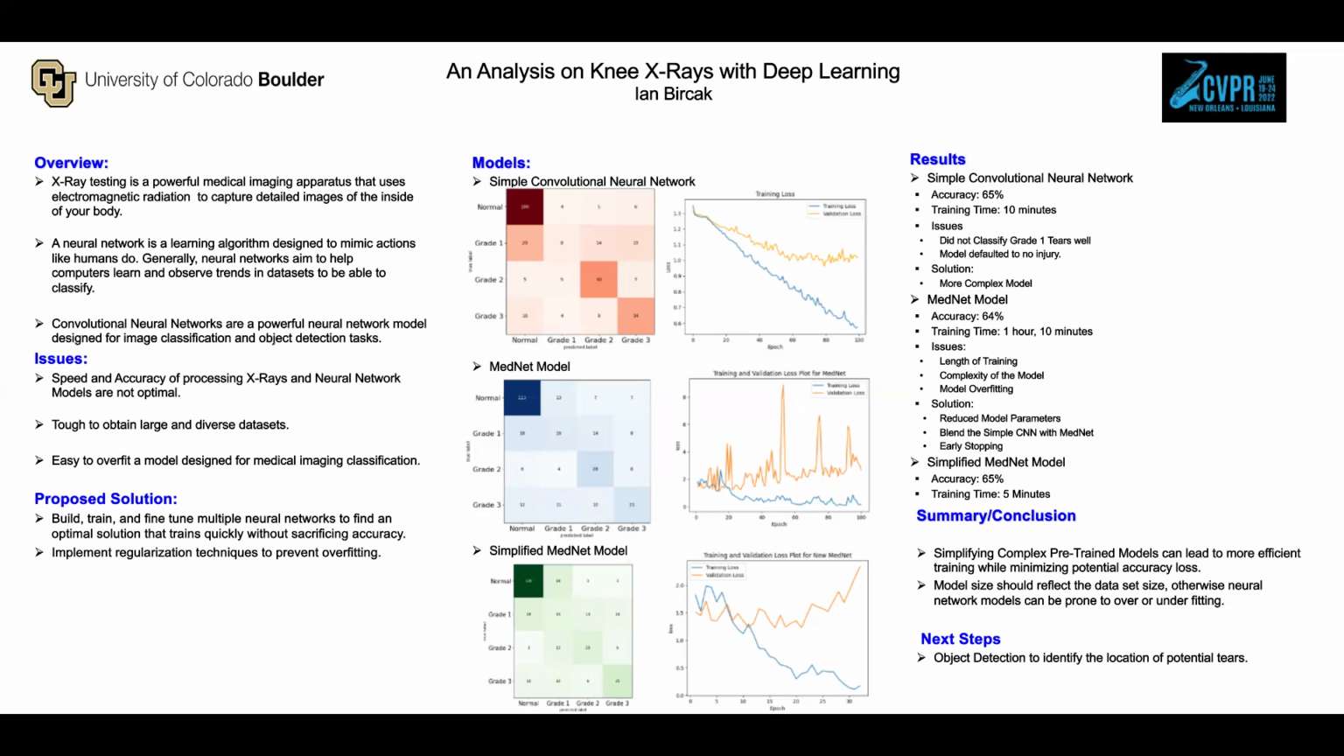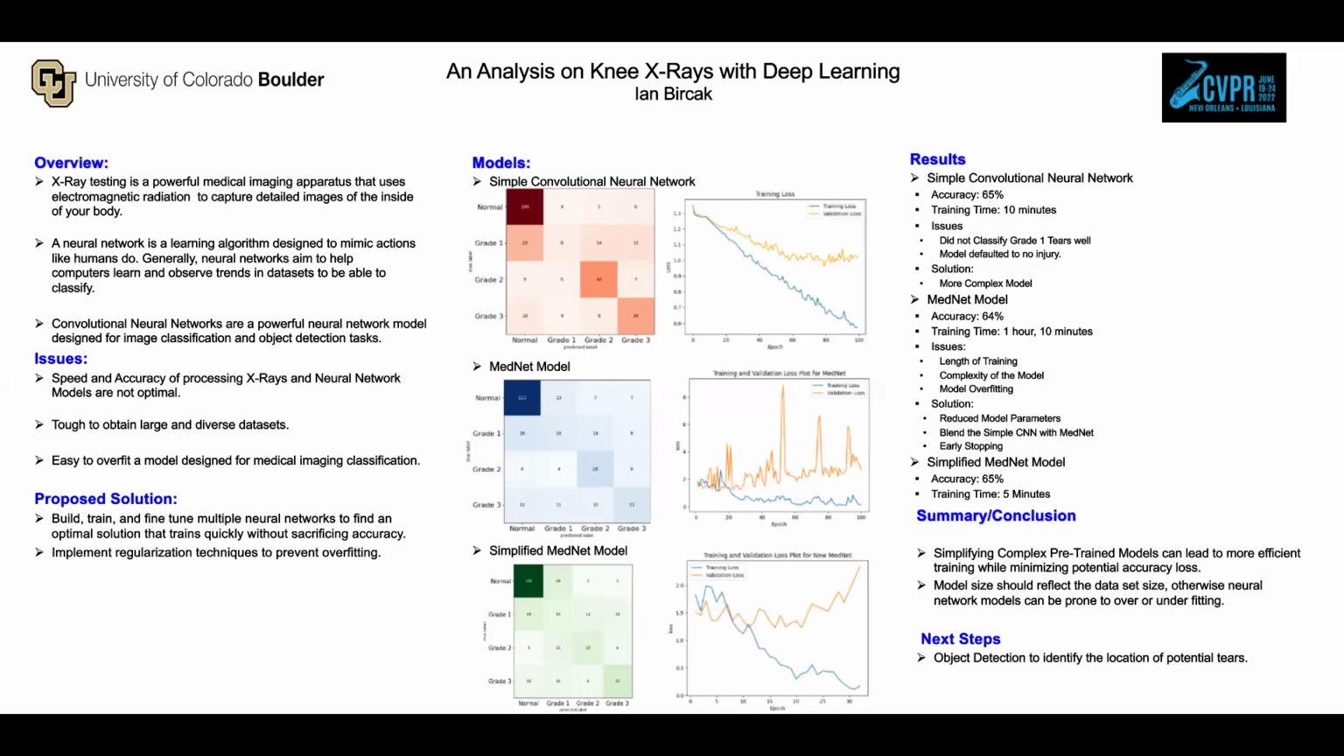So I then built from scratch a MedNet model, which is a much more complex model consisting of 44 layers of fine tuning. The training time for this, however, took a lot longer than it should. It took an hour and 10 minutes. However, it does classify data a little bit better while maintaining the same accuracy.